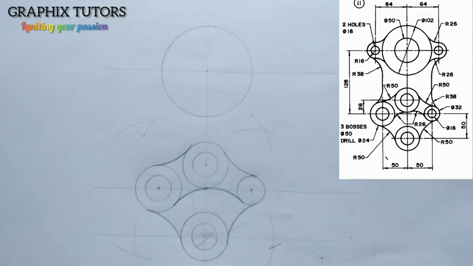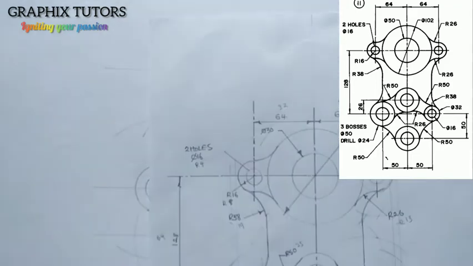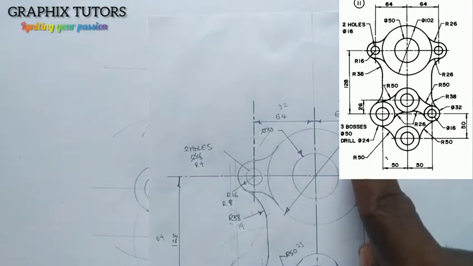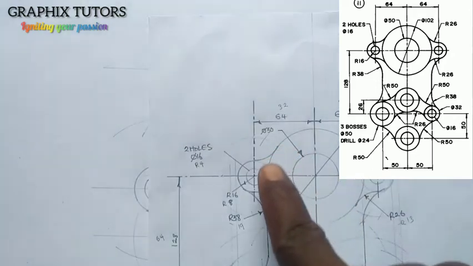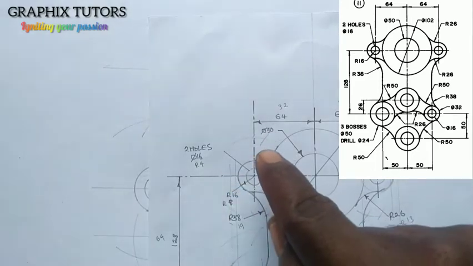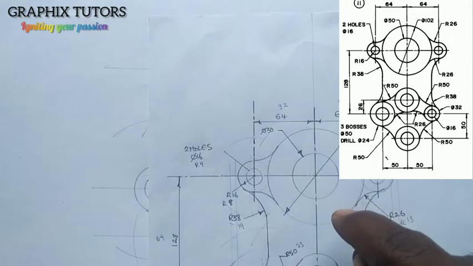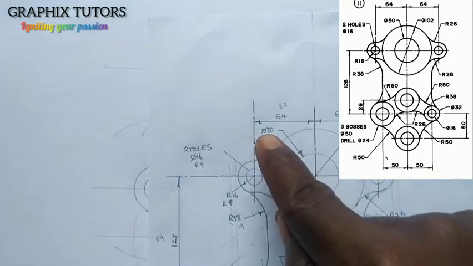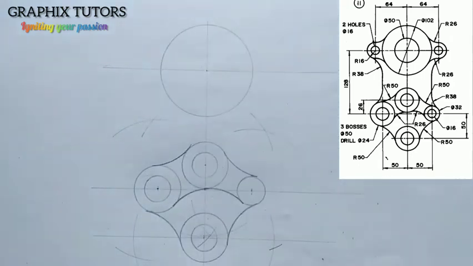Now that is 25.5. After doing that, the 25.5 that you did here, there's another one inside again, which is what? Diameter of 50. Half of 50 is 25. So we need half of the radius, which is what? 12.5. So I'm going to measure 12.5 here.